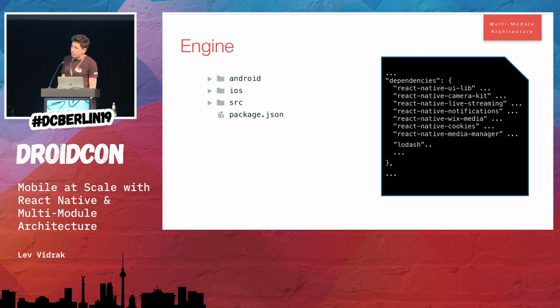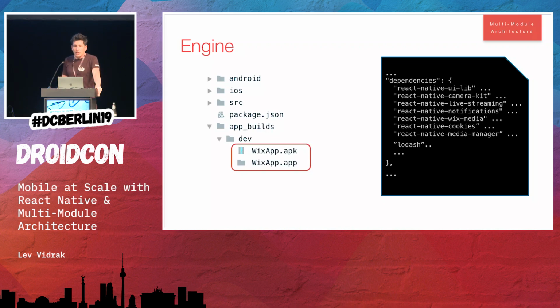And in our package.json, we will define all the libraries that we would like to use. Most of them will have native code. For example, React Native Camera Kit deals with the functionality of the camera inside a React Native application. In addition, when we build the engine on our CI, we also build the APK and the APP file.